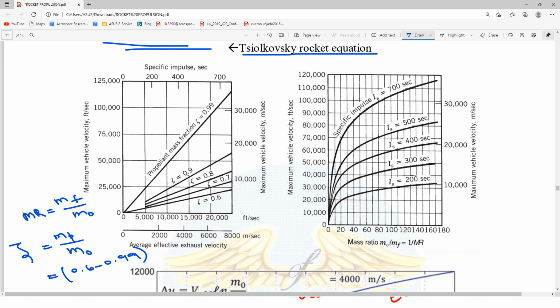the vehicle velocity, but as you are increasing the propellant mass fraction drastically, there, as an increase in vehicle velocity, there will be a good range of increase in the effective exhaust velocity as well. So this is one of the important concepts.